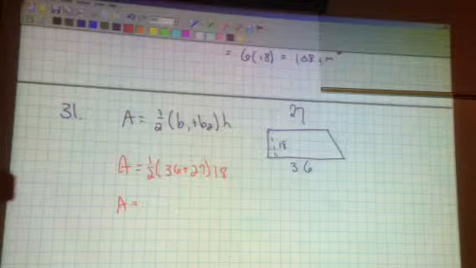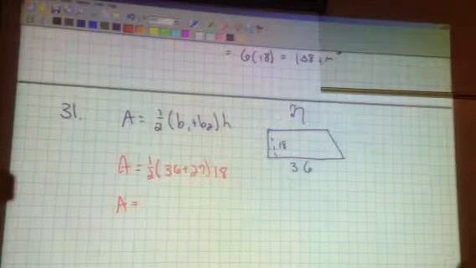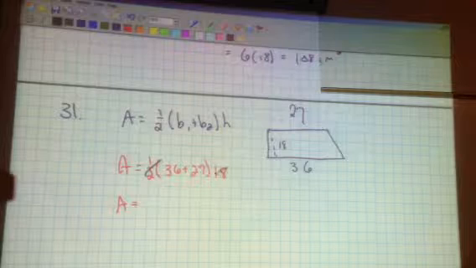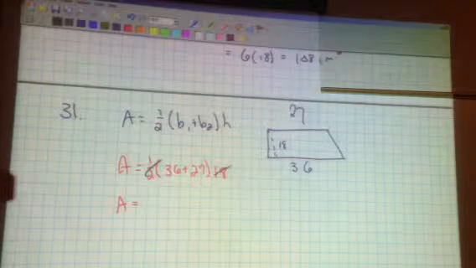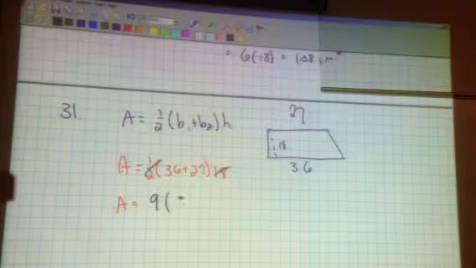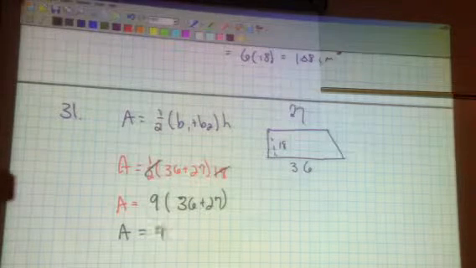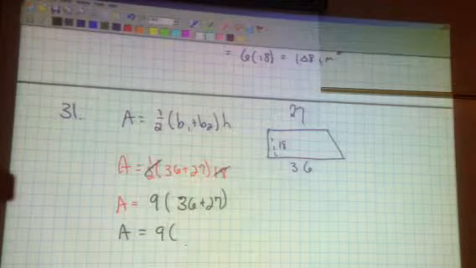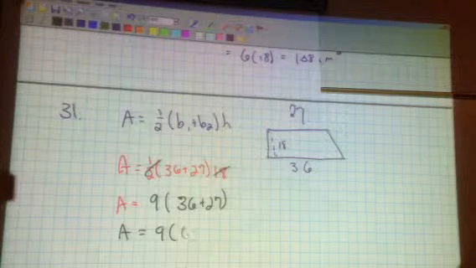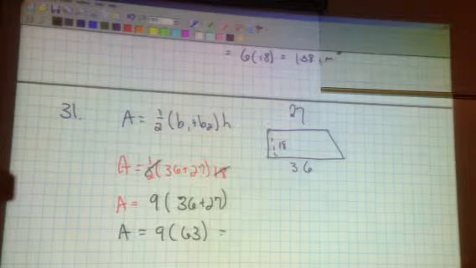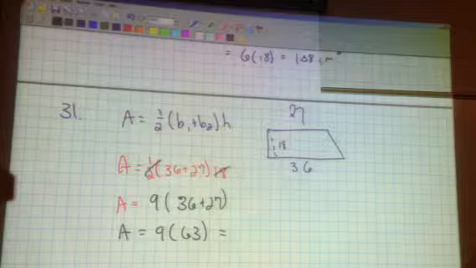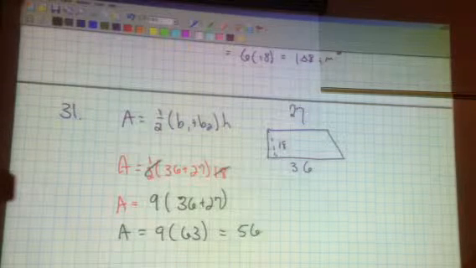If you wanted to be a little savvy, you could actually take 1/2 of 18, and you would get 9 times the parentheses 36 plus 27. I would add 36 plus 27, and you get 63, and then I would do 9 times 63, which gives you 567.